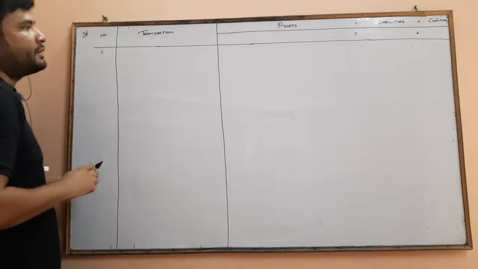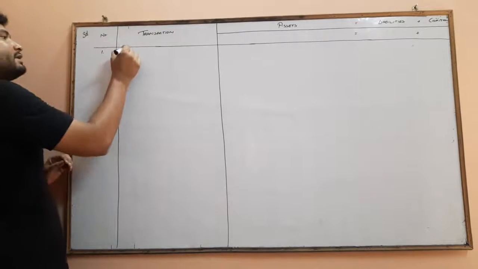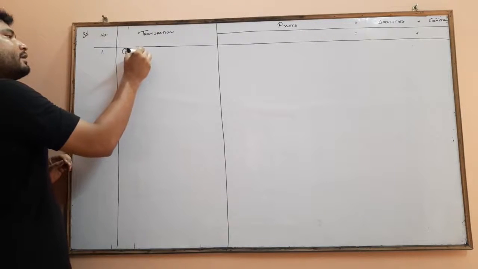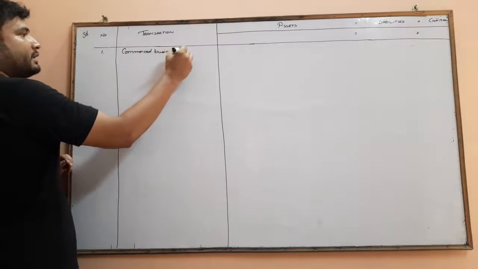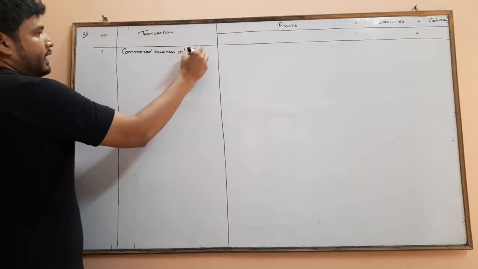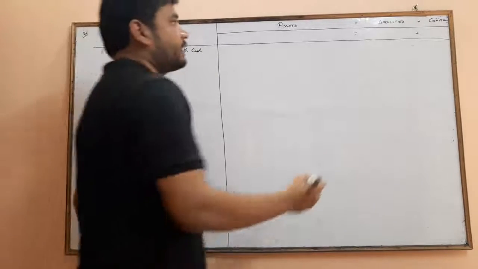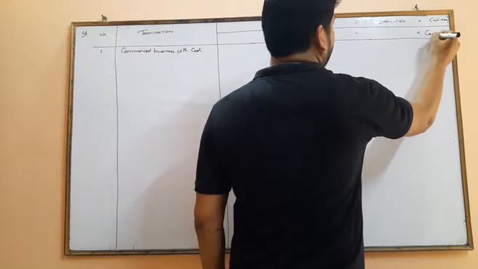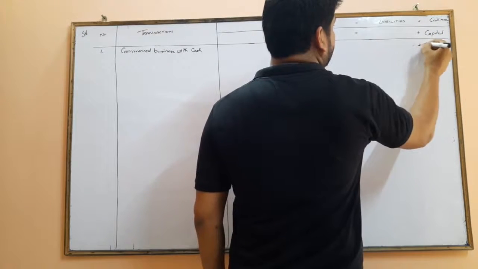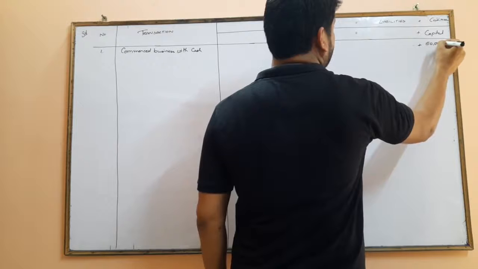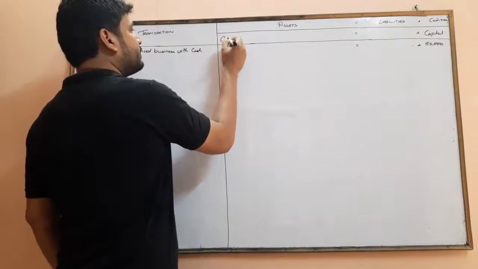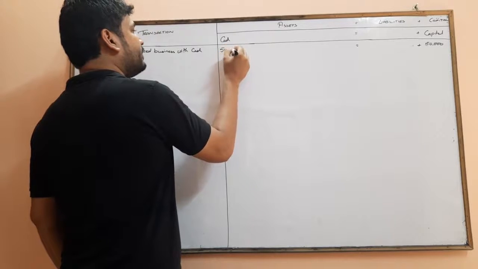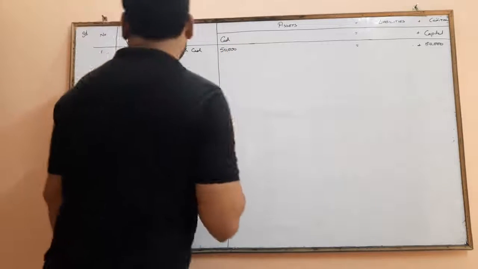Now let us do this question. Point number 1. Anil commenced business with cash. Commence means started business with cash. So who is Anil? Anil is the owner. Whatever money is brought by the owner will be the capital. So rupees 50,000 in the capital. In which form has he brought it? In the form of cash. So plus 50,000 over here. Okay. So this will be the first transaction.